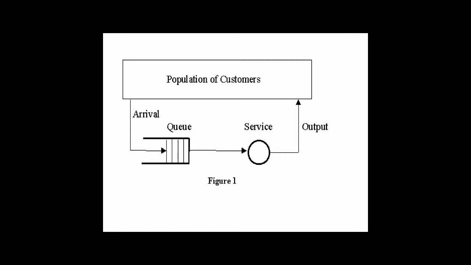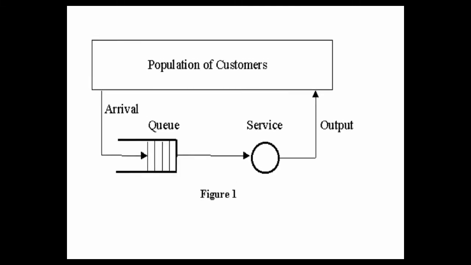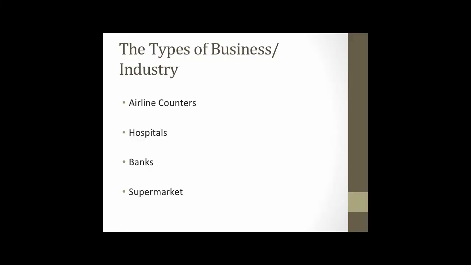The third stage is service, which represents some kind of activity that takes time to serve. The last stage is output. It is about how customers leave the queue. There are some types of business that use queuing systems, such as waiting lines at airline counters, hospitals, banks, supermarkets, and so on.